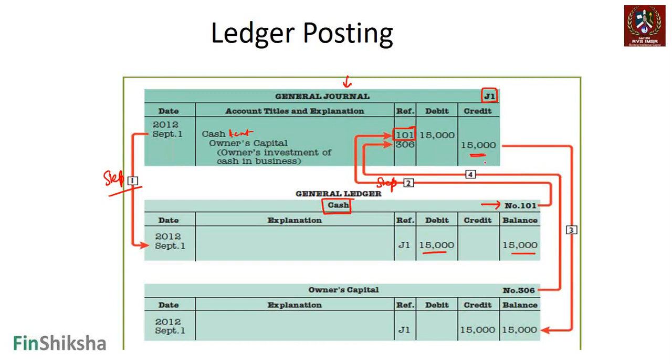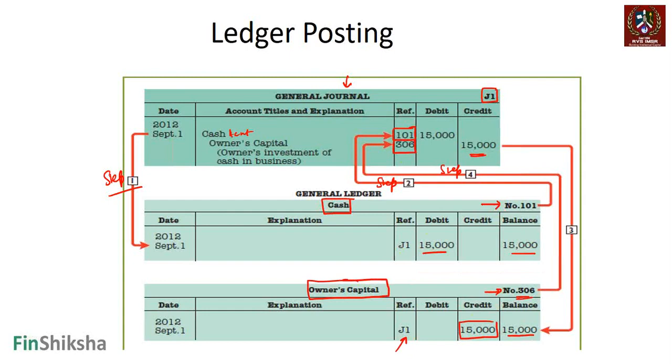Step 3, this 15,000 goes and puts in another account called owner's capital, where you credit 15,000, J1 being the reference. Same journal, remember. The same journal entry will have two entries in the ledger at this point. So the balance is 15,000 here, and then the 306, which is step 4, goes and sits here. So you know that owner's capital is account number 306 and cash is account number 101. And these are usually system generated accounts, you don't need to put those numbers in.